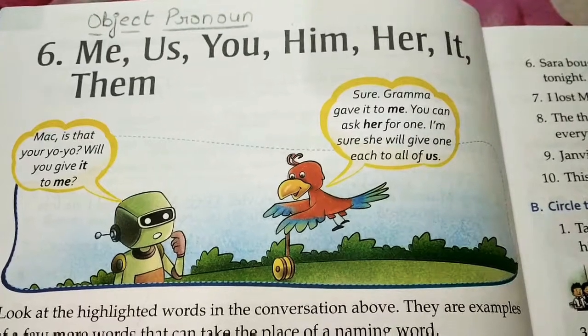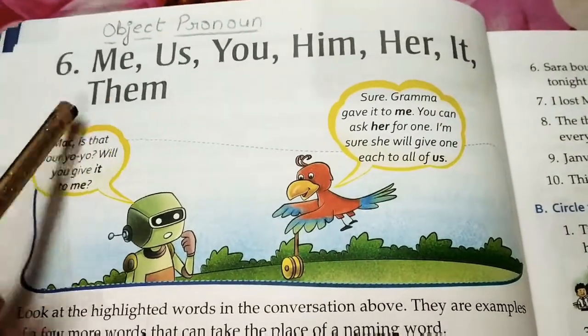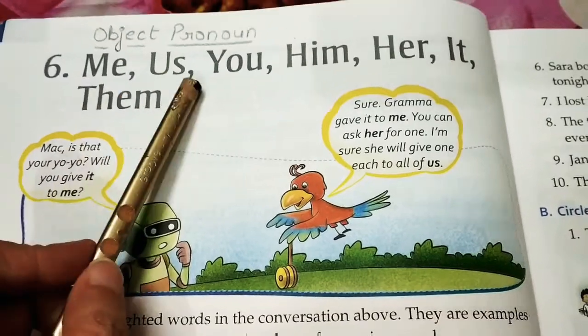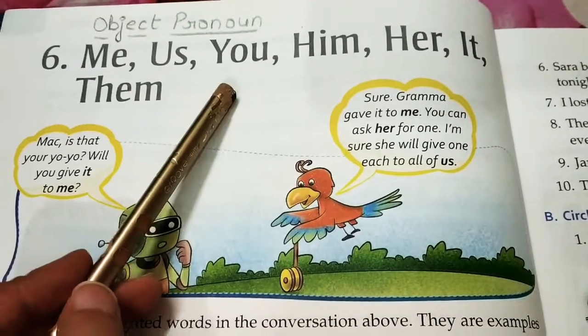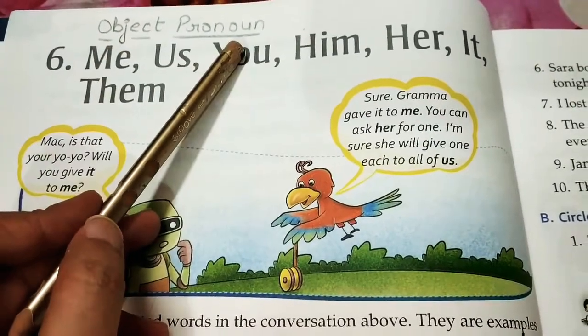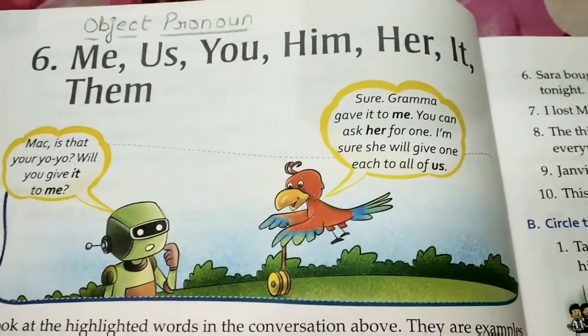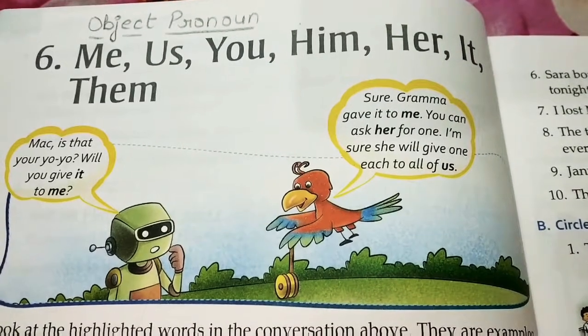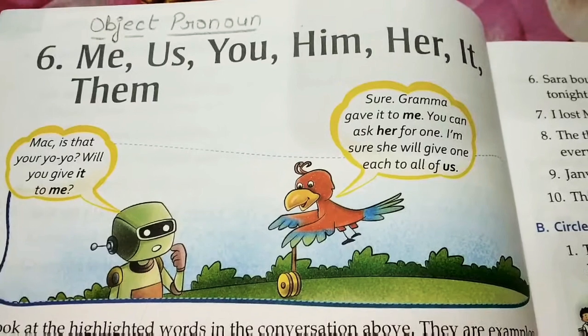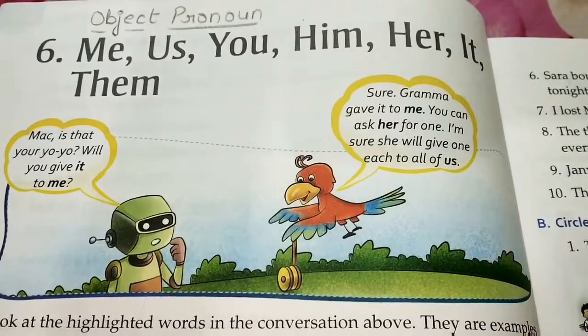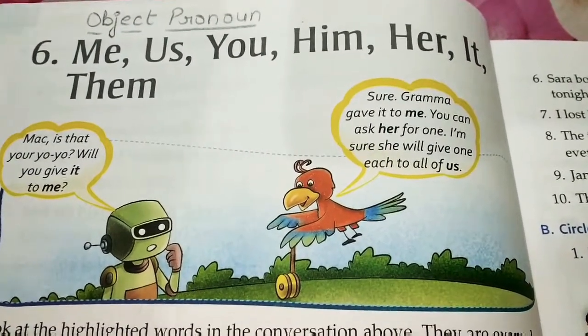Today we are going to start our 6th chapter, that is the use of me, us, you, him, her, it, them. Actually these words are all called object pronouns. And in our previous chapter we learned about some uses of some words. Those words are called subject pronouns. So let's revise pronouns. What is a pronoun?